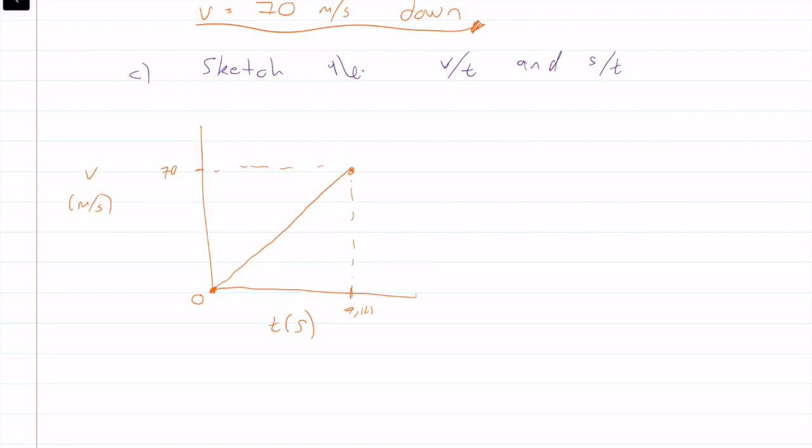Okay, now my next question is going to be my displacement in meters times time in seconds graph. So we know the displacement, initially we're taking the top as a reference point. So initially it started out at 0, right? And then it ends up at 7.14 seconds. It ends up 250 meters away.